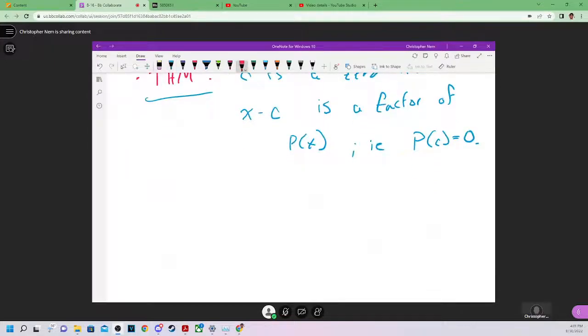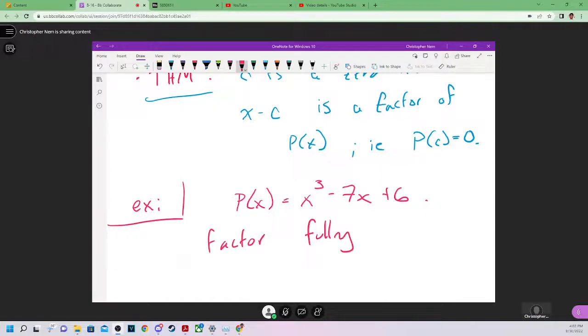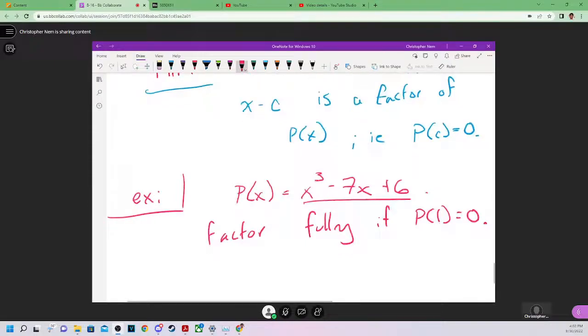So let's take an example: p of x equals x cubed minus 7x plus 6. Factor fully if p of 1 equals 0. It's hard to factor this fully. If it was x squared, I could treat it like a trinomial, but it's x cubed, so I can't do that. I also can't find the GCF because none of these three terms have something in common. I also can't group it because there are only 3 terms and not 4. So I need some way to deal with this.